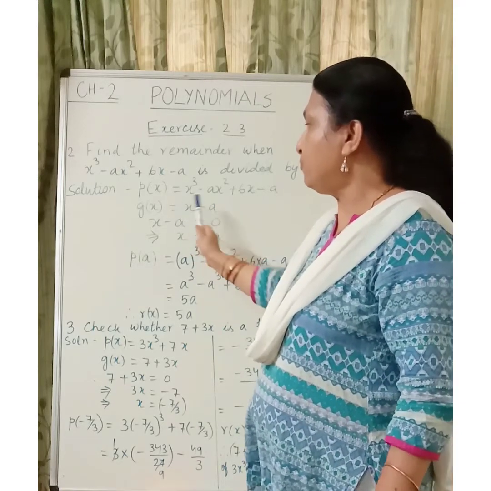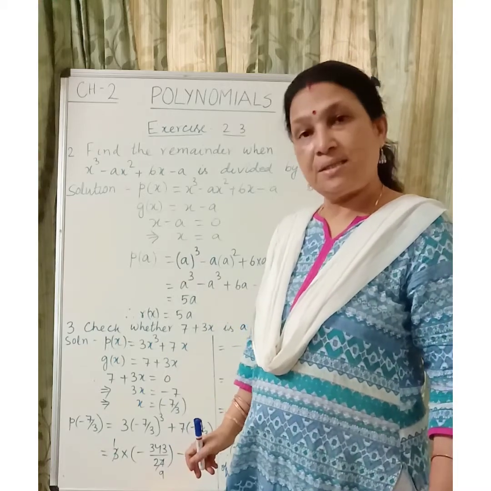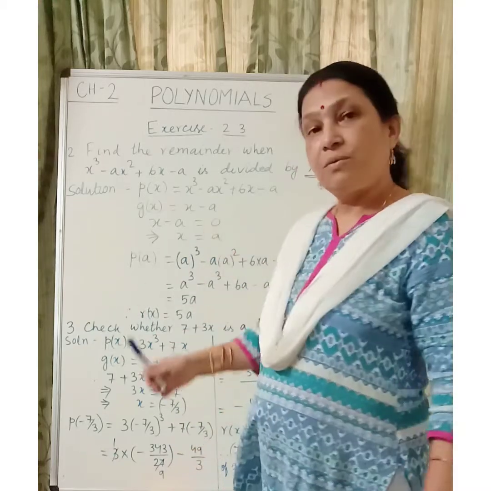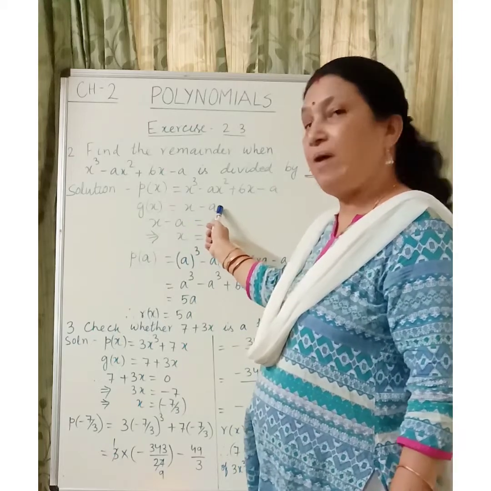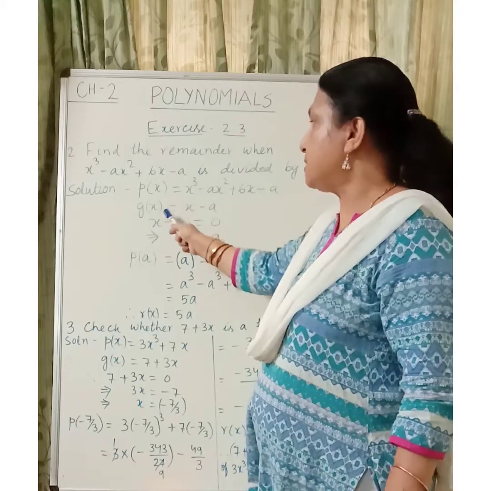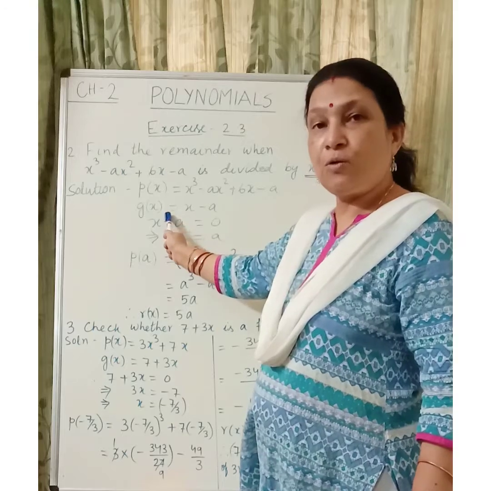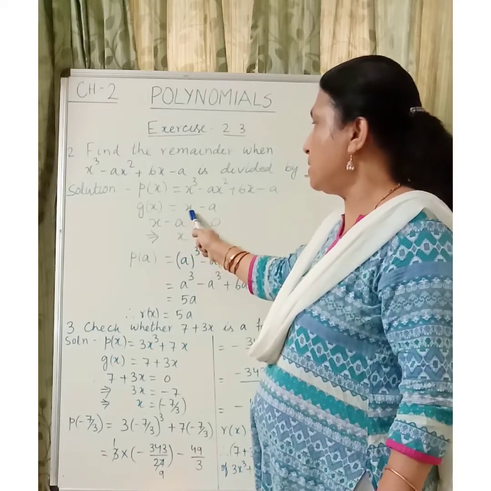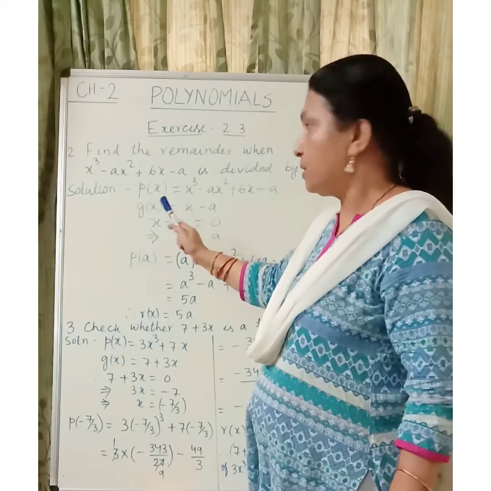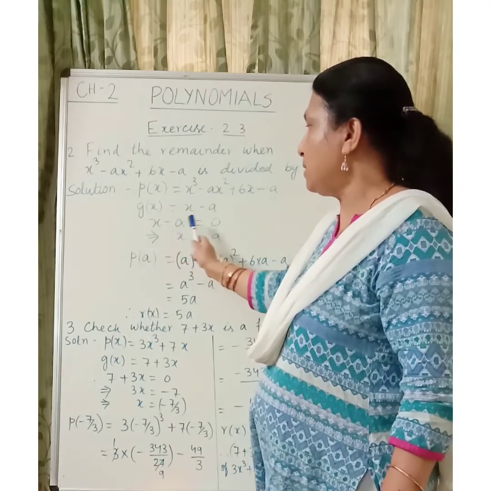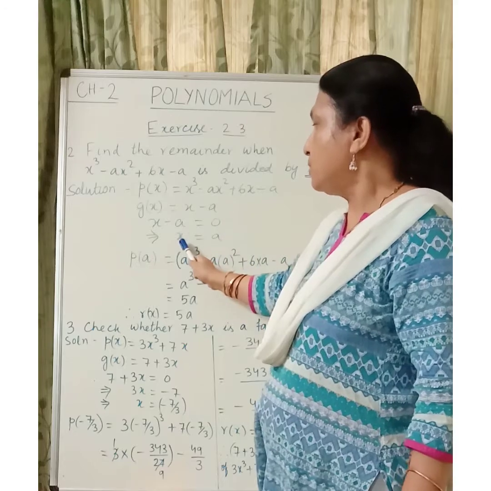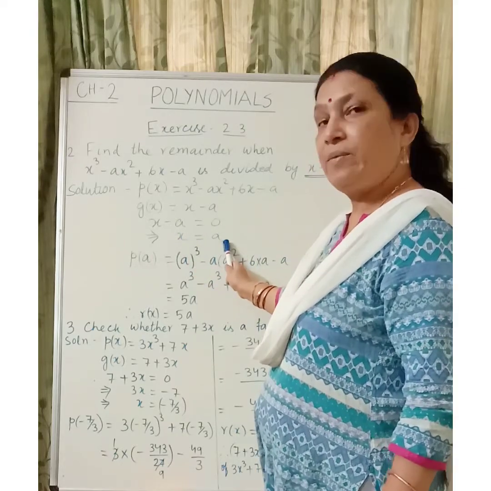So how do we find out the value of x? The value of x we will find out from g(x), that is from the divisor polynomial, just to find the zero of the polynomial. So g(x) has to be 0. So x minus a is equal to 0. So x is equal to a.